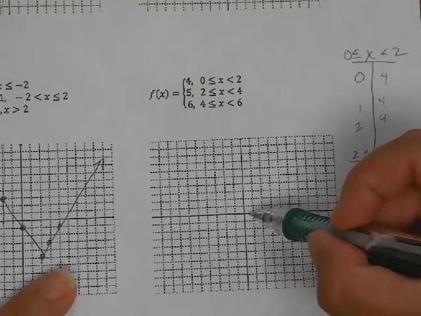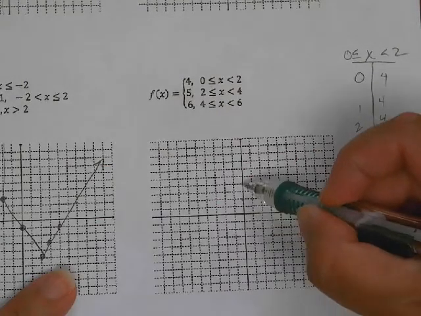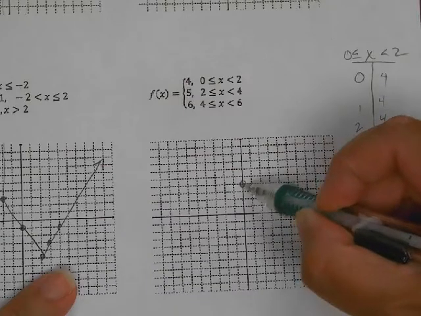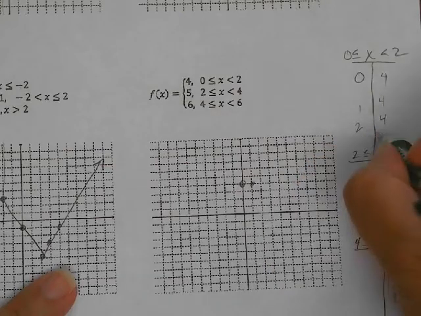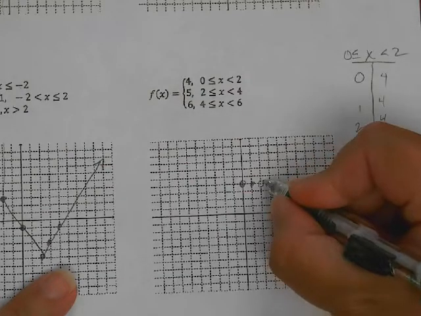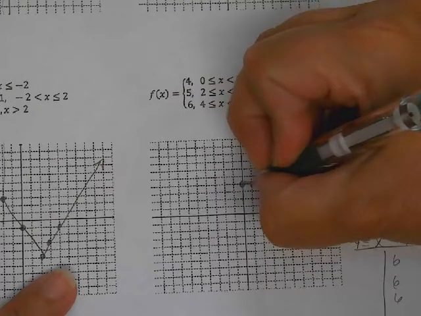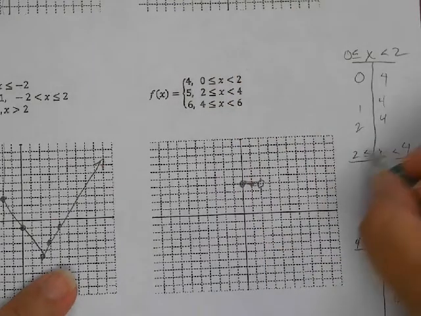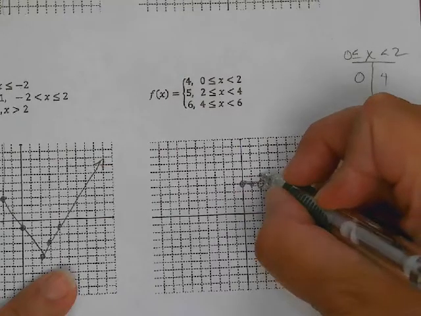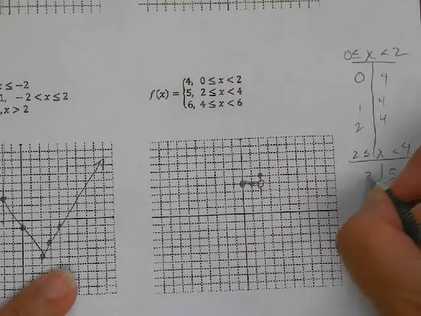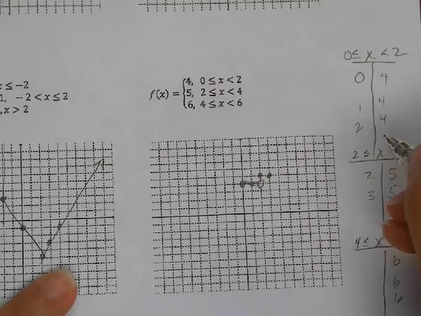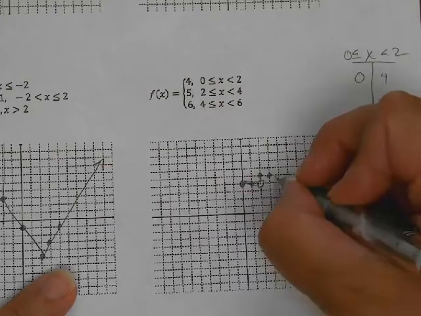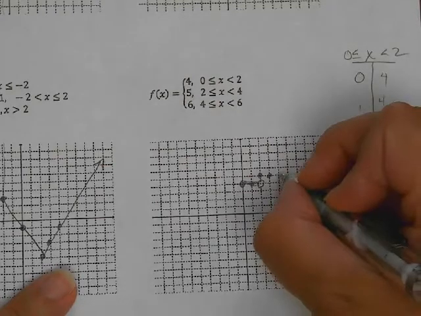So when I put in 0, I get 4. That's a closed circle because of this line. 1, I get 4. And 2, I get 4, but that's an open circle. Here, between 2 and 4, when I try 2, I get 5. And that's a closed circle. When I try 3, I get 5. And when I try 4, I get 5. But notice there is an open circle there.